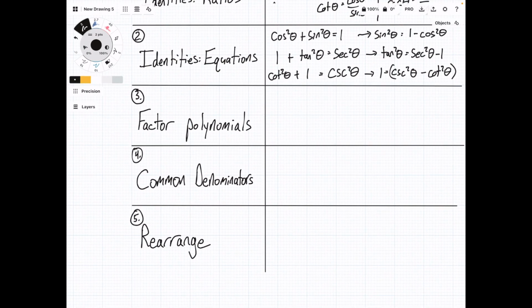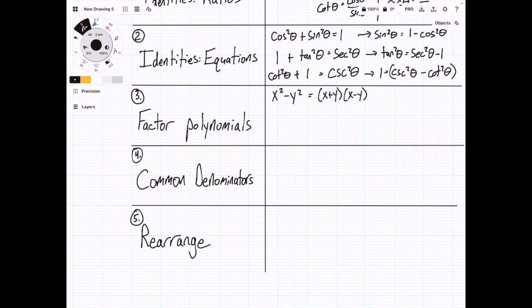All right, tip number 3 is to use frequently encountered polynomial patterns and factor them out. One of the most common ones is the difference of squares, which is usually written like this. If you see something in this form, you can rewrite it as x plus y times x minus y. In trig, obviously you're not going to have x's and y's like this.